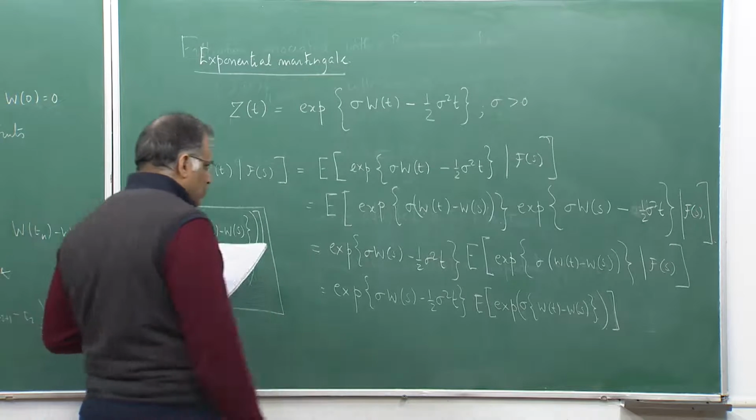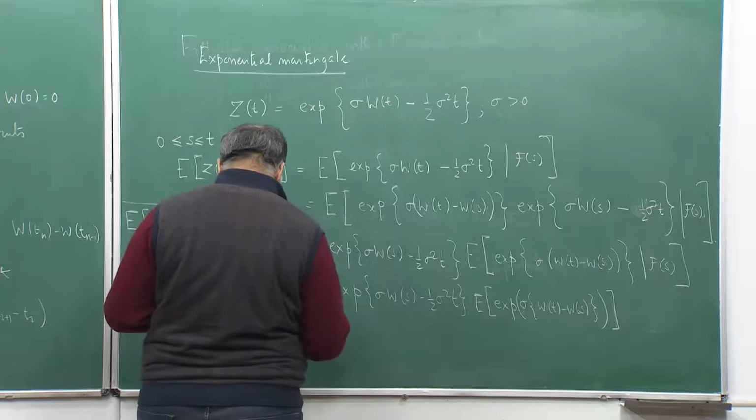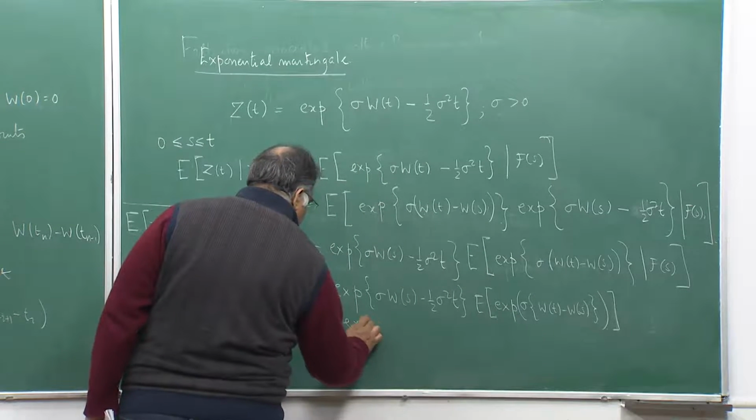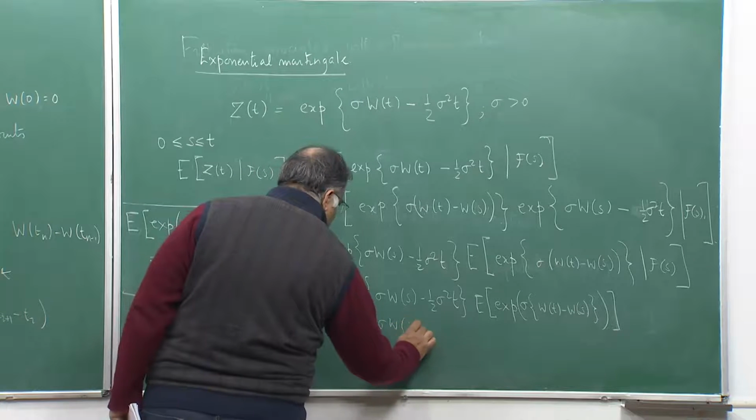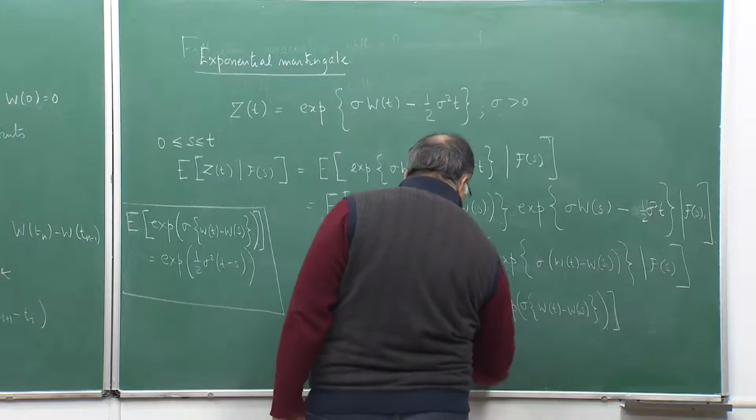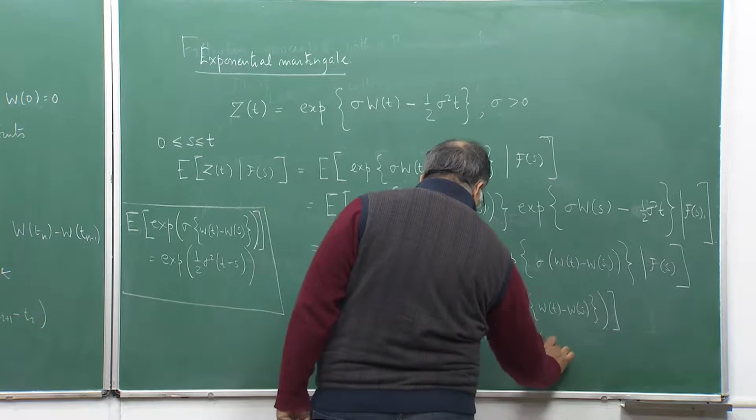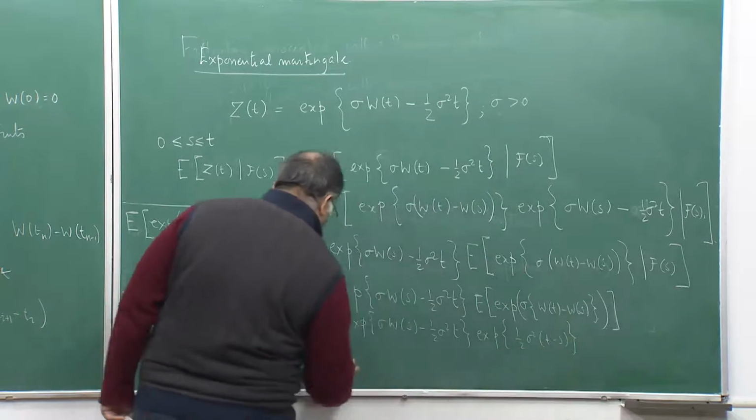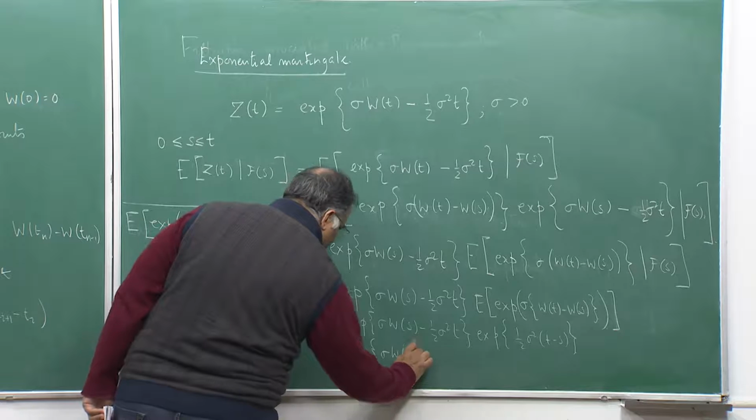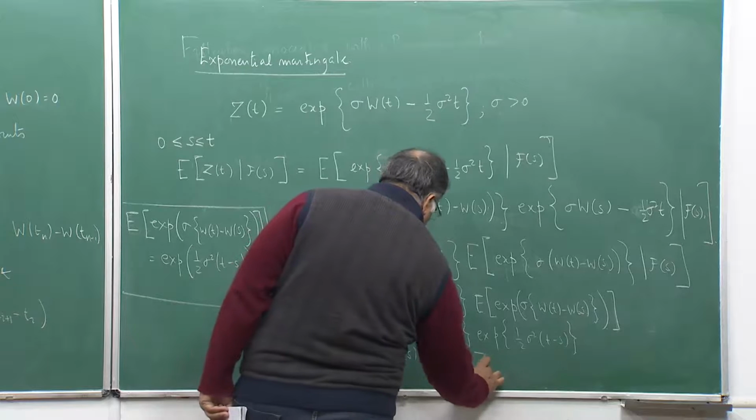So, once you write that down, then the final answer would be the following. If you write this as exponential sigma Ws minus half sigma square t, and then you write this as exponential half sigma square t minus s, this is nothing but exponential sigma Ws minus half sigma square s. So, this is nothing but Zs.